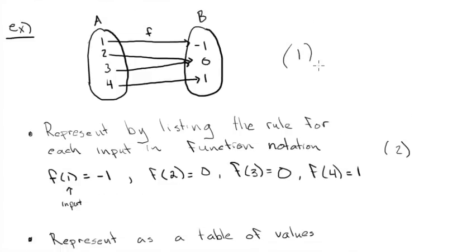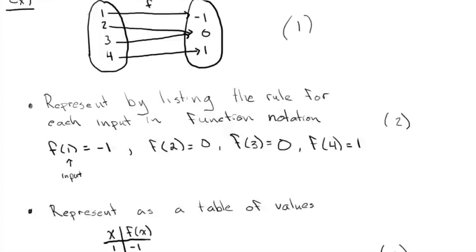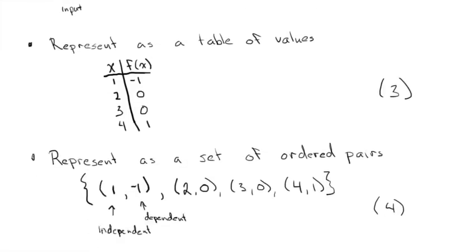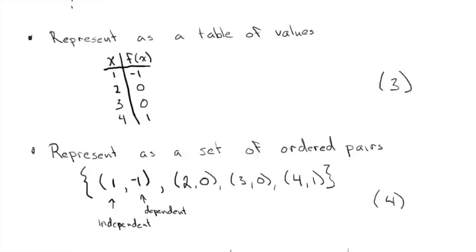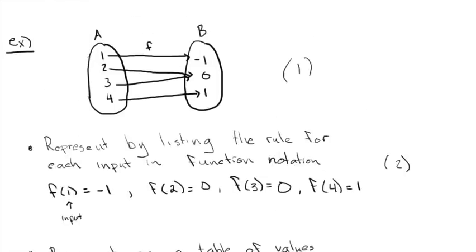And the obvious drawback is, what if there's more than 4 points in the domain? Listing the 4 points here and then showing with arrows where they go is not that big a deal. 4 points we can do. We can list all 4. We could put 4 points in a table of values. We can list 4 ordered pairs. But the question is, what if there's more than 4 points?